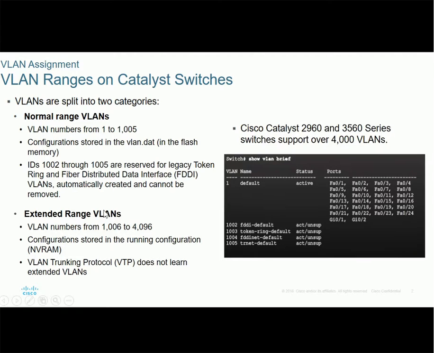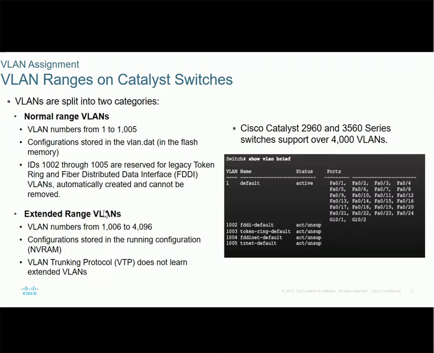Now there are also extended range VLANs, which you do not normally see here. That's the range starting off from 1006 all the way up to 4096. Okay, these extended range VLANs are identified by these IDs, and typically you cannot see them listed when you type show VLAN brief. And these configurations are not written to the VLAN.dat file, and they support fewer VLAN features than normal range VLANs, and they are of course saved by default in the running config file.